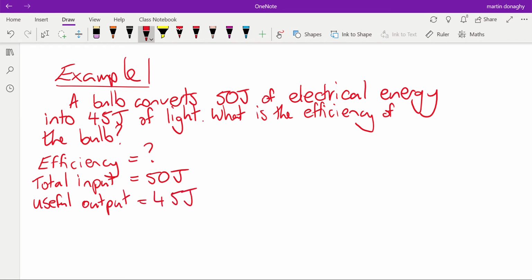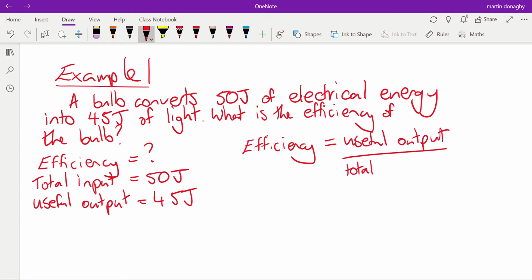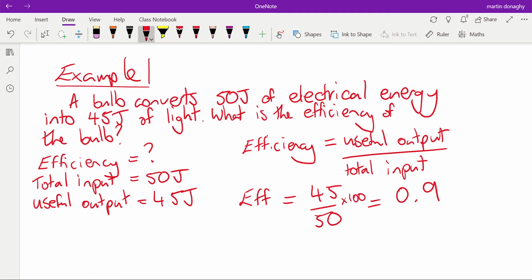Now, there aren't really any symbols that we can use to shorten this down, so at least the first time I write down the equation, I would write it out in full. So we have efficiency equals the useful output energy divided by the total input energy. I would then maybe shorten it after that, which is okay, into 45 divided by 50. And when I do that, I get that it is 0.9 efficient. Now, if I wanted to represent that as a percentage, I just multiply by 100 here and multiply by 100 here, and that would give me that it's 90% efficient. Okay.